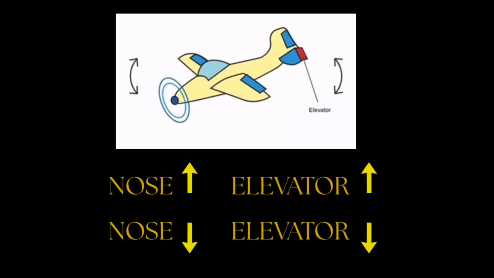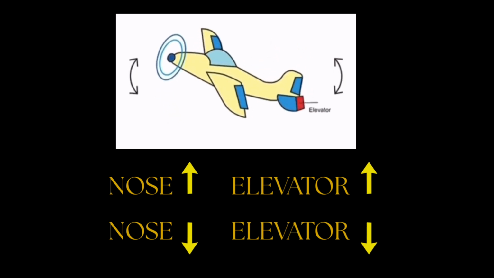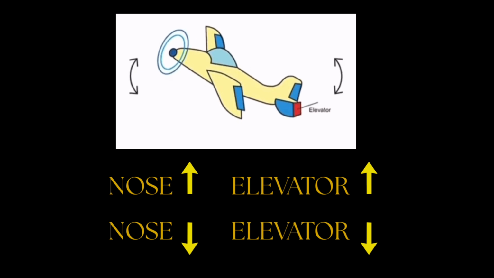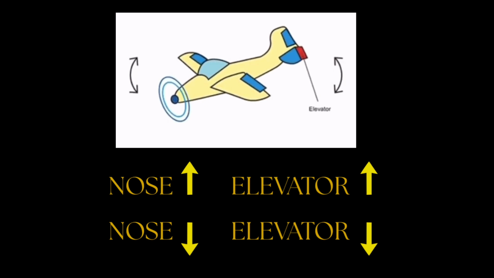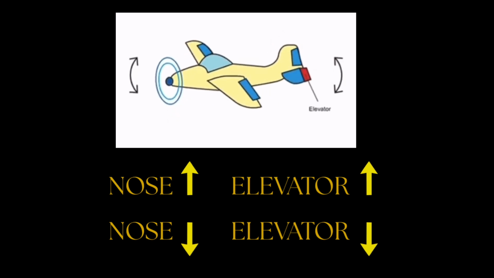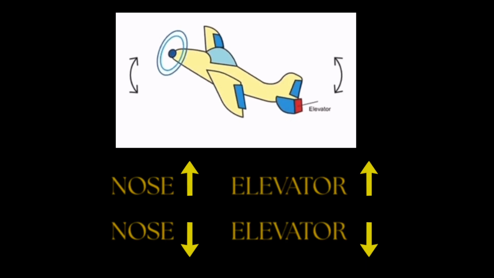Elevator is basically used for control of pitching movement about the lateral axis. The elevator is a movable control surface attached to the trailing edge of the horizontal stabilizer. Its deflection changes the tail plane lift, causing the aircraft to rotate about the lateral axis, thereby controlling nose up and nose down pitch moment.